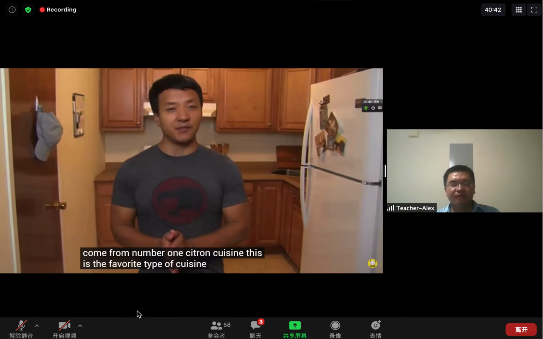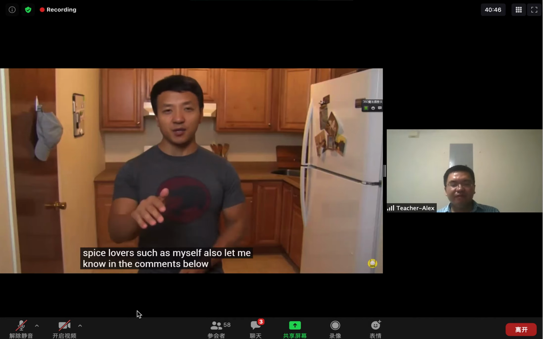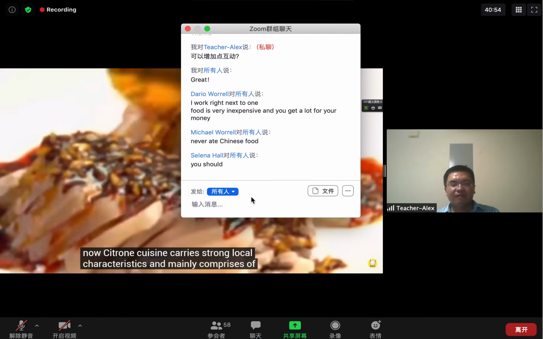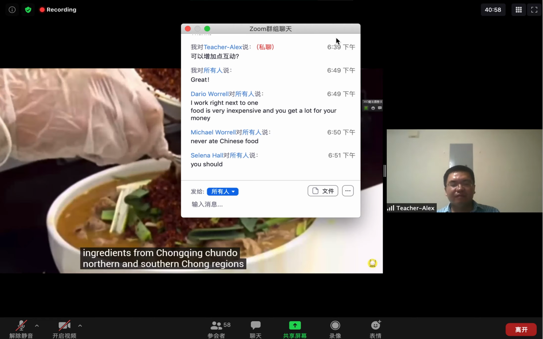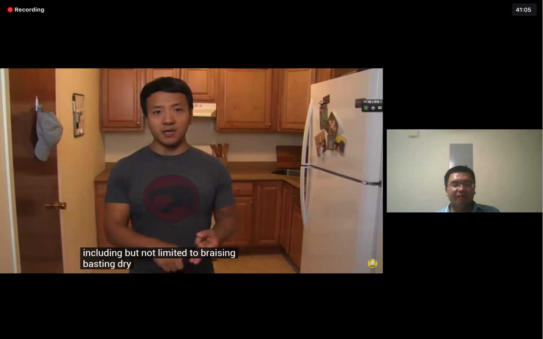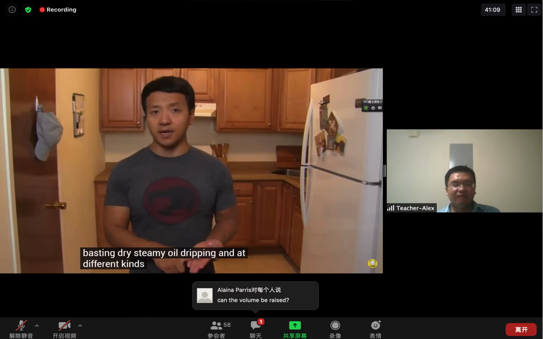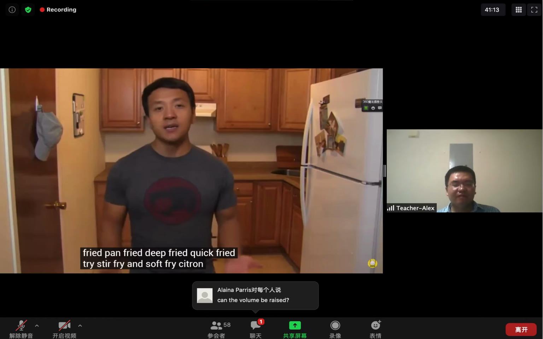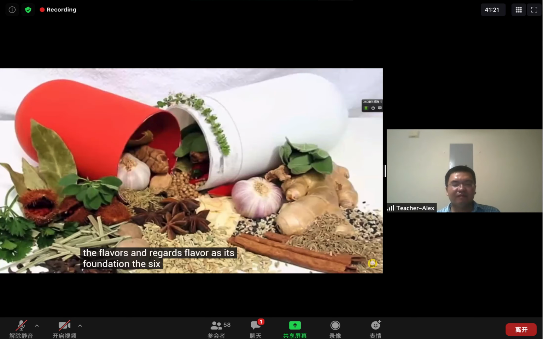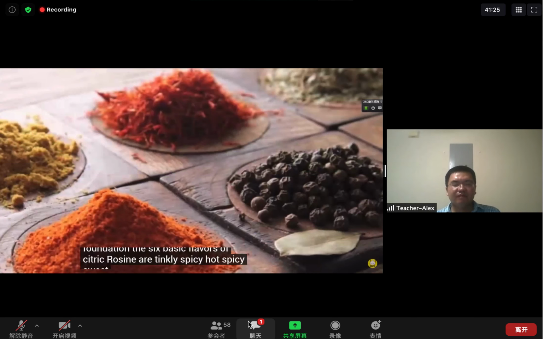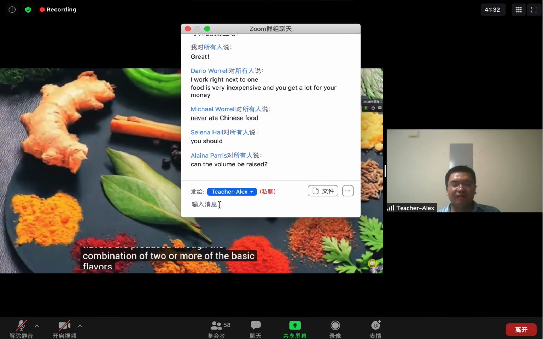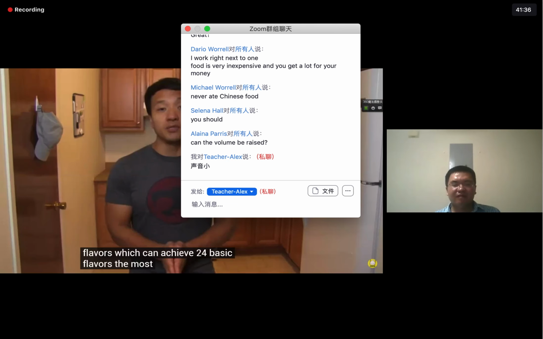This is a favorite type of cuisine for spice lovers such as myself. Also, let me know in the comments below if you love spicy food as much as I do. Now, Sichuan cuisine carries strong local characteristics and mainly comprises of ingredients from Chongqing, Chengdu, northern and southern Sichuan regions. Sichuan cuisine employs close to 40 different techniques in its preparation, including but not limited to braising, basting, dry steaming, oil dripping, and different kinds of frying, including stir fry, pan fry, fry, quick fry, dry stir fry, and soft fry. Sichuan cuisine pays particular attention to balancing the flavors and regards flavor as its foundation. The six basic flavors of Sichuan cuisine are tingly spicy, hot spicy, sweet, salty, tangy, and bitter. More flavors are produced through the combination of two or more of the basic flavors, which can achieve 24 basic flavors, the most among all Chinese cuisines.